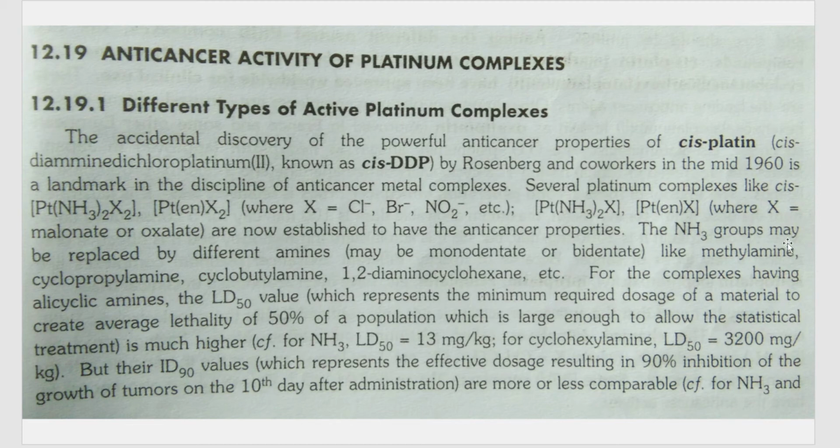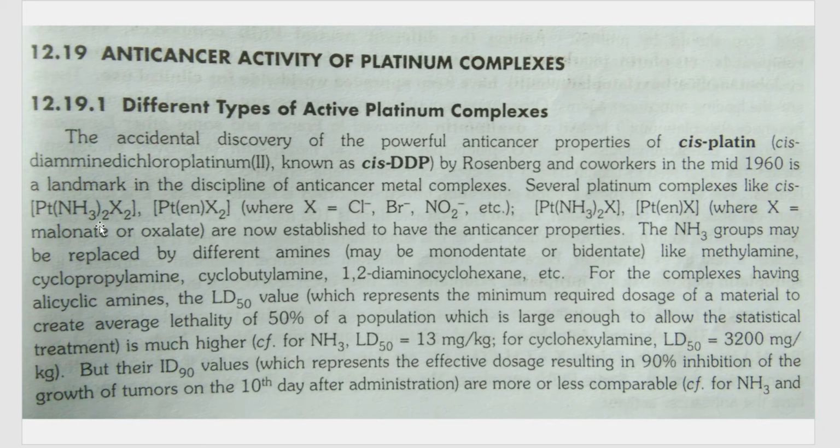These are all aliphatic forms of amine, or you can use cyclic forms like cyclopropylamine or cyclobutylamine, etc. But it was found that in the complexes where the NH3 groups were replaced by alicyclic amines like cyclobutylamine or cyclopropylamine, they had a high LD50 value. Now you know that for a very good chelating drug, it should have a high LD50 value, correct?